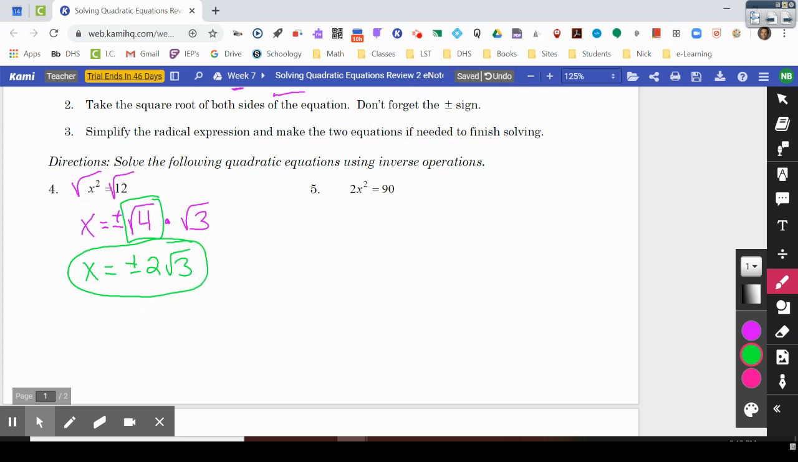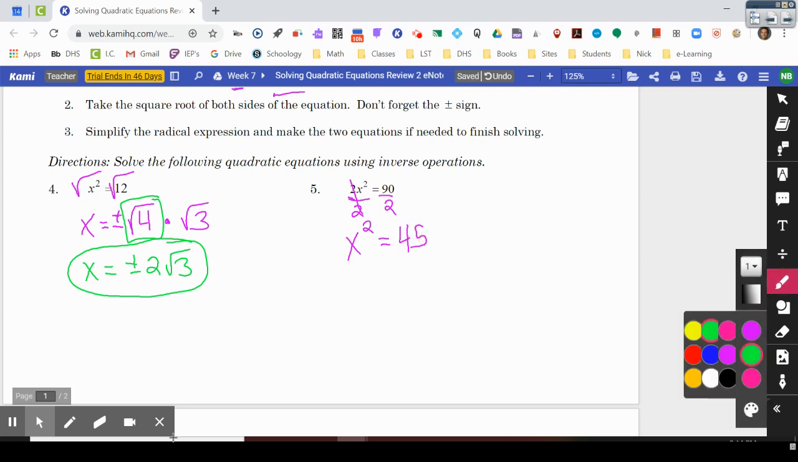All right, and number 2 here, I had 2x squared is equal to 90, right? Well, here I have a 2 in front, so I have to get rid of that 2. And I get rid of it using inverse operations, all right? It's because it's being multiplied, the inverse operation of multiplication is division, right? So I divide both sides by 2 first. So we get x squared is equal to 45.